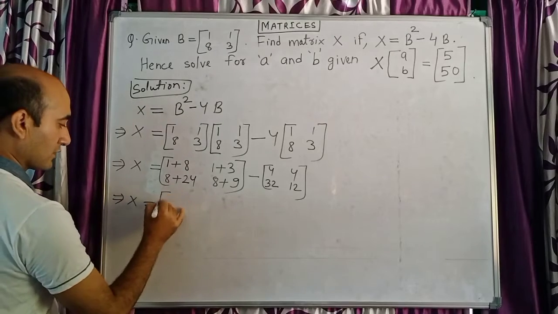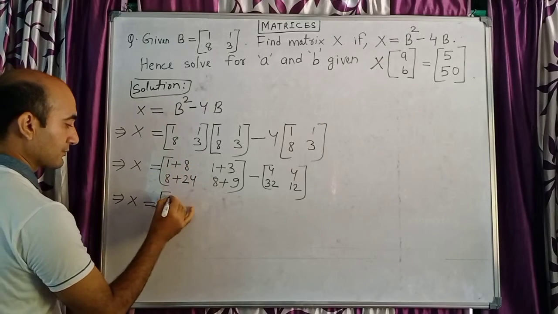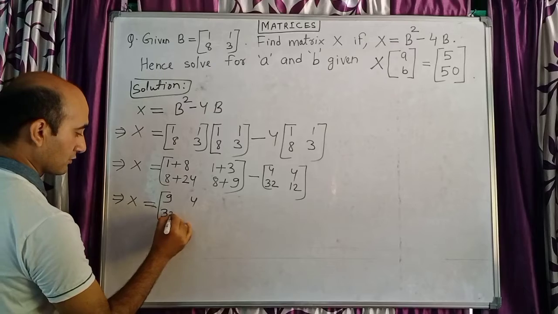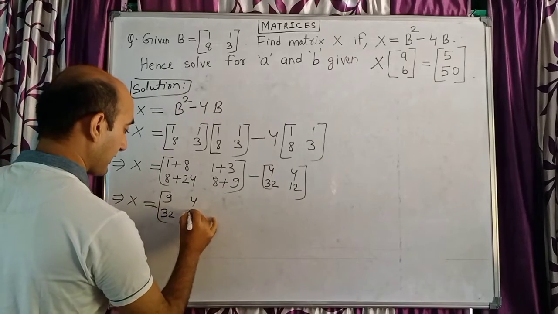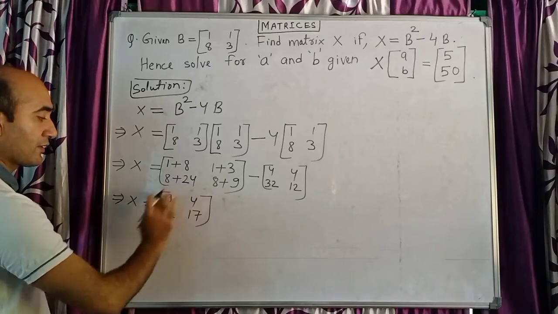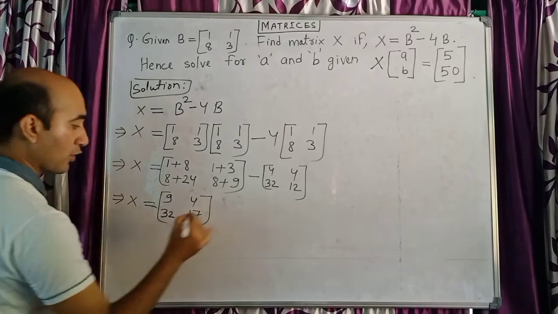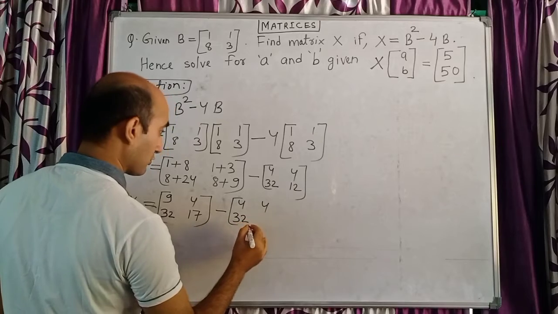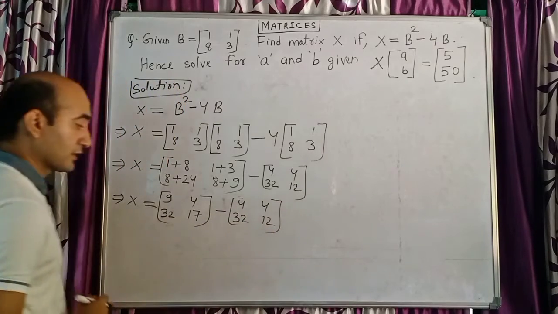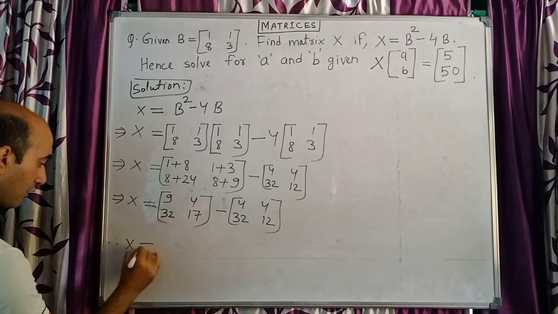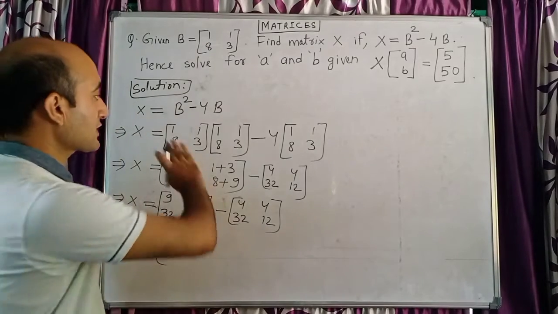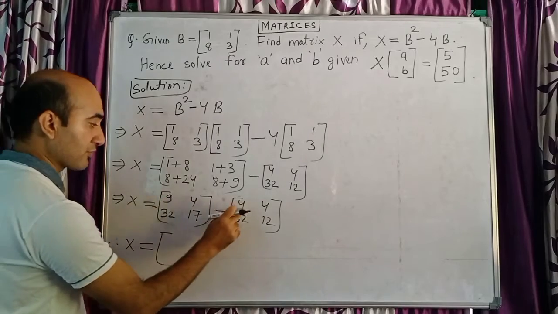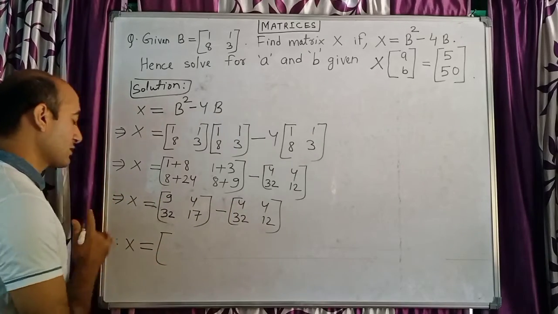Now matrix X equal to, we will simplify this by adding: 8 plus 1, 9; 1 plus 3, 4; 8 plus 24, 32; 8 plus 9, 17. After adding, this is our result. Now we have to subtract [4, 4; 32, 12]. Now it's final time, now we'll get the value of X. Just now we multiplied, now it's time to subtract the matrices. This is called subtraction of matrices. First element with first element. Subtraction and addition are so easy, children. Very easy.